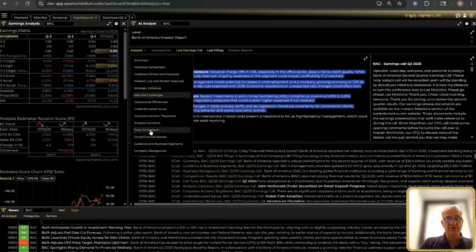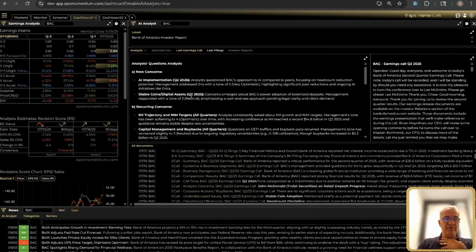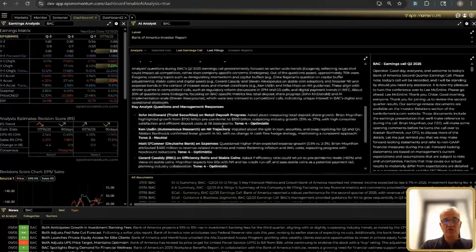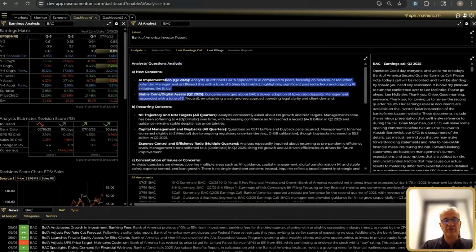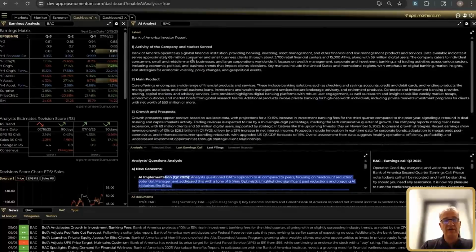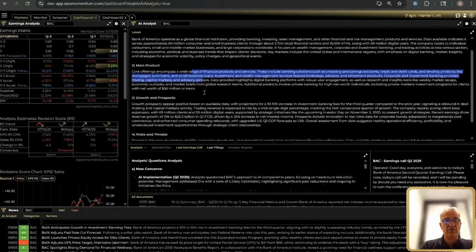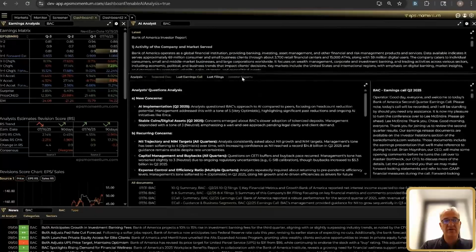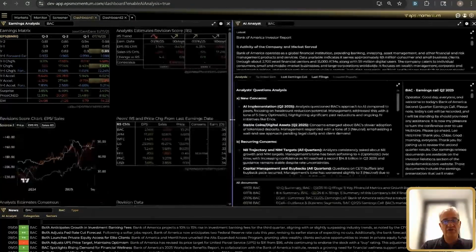And the analyst concerns, so basically the questions from analysts, the new concerns that are showing up this quarter compared to others, and also the concentration of issues or growing concerns. So all summarized very nicely here, so you don't have to read the entire call. But we'll also have a quick summary of the latest filing with the activity of the company, main products, growth prospects, and risks and threats. So really a summary of what's out there in the investor report, for example. So this is coming up and will help you do your research on every company.